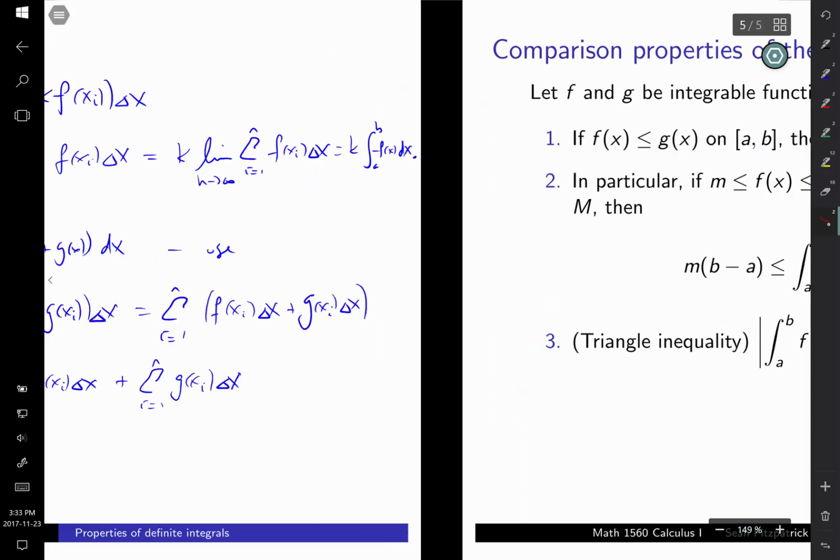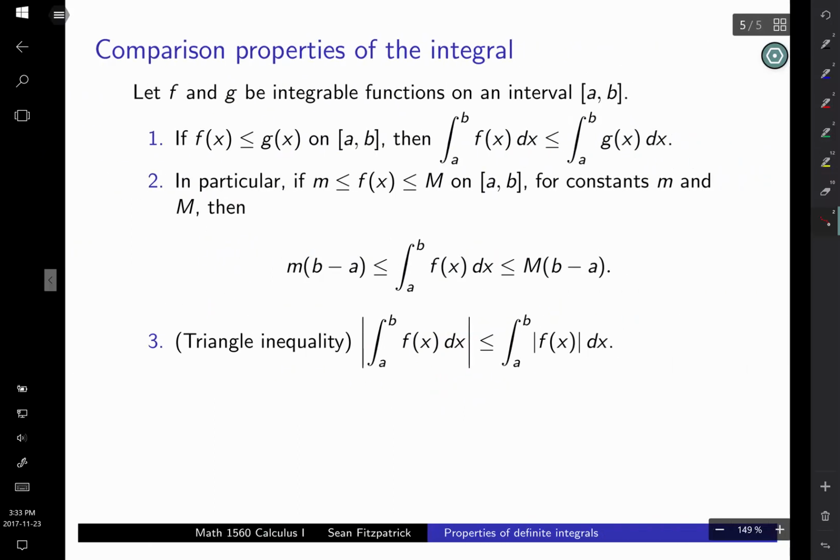There are a couple more properties worth mentioning. There are certain comparison properties. One is simply that if you have two functions and you know that one function is always bigger than the other, then the integral of that function will be bigger than the integral of the other. So inequalities are preserved by integration. If f is less than g, the integral of f will be less than the integral of g. Again, this is fairly easily understood in terms of areas. If you're comparing rectangles of equal width, then the rectangle which is taller is going to have a larger area than the rectangle which is shorter.